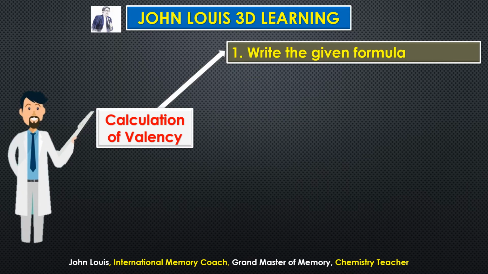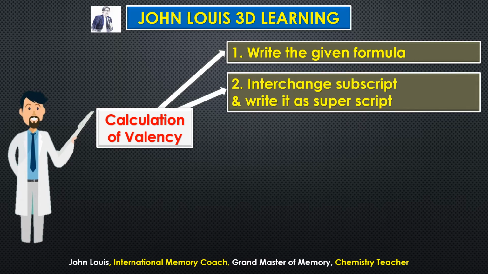Calculation of valency, what is the first step? Write the given formula. Then, NO2 for example, you take. And the second step, interchange the subscripts and write them as superscripts. For example, NO2, that means N1O2. Then 1 and 2 should be interchanged, and the subscript should be written as superscript. That means the numbers written right down should be written right up.